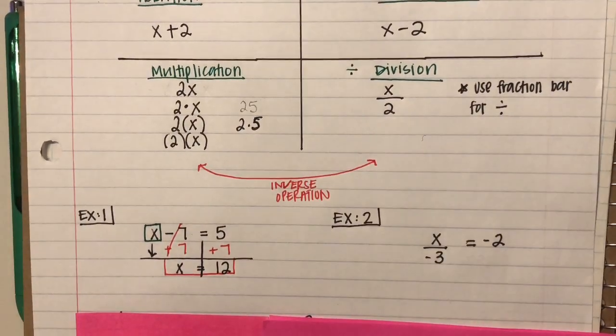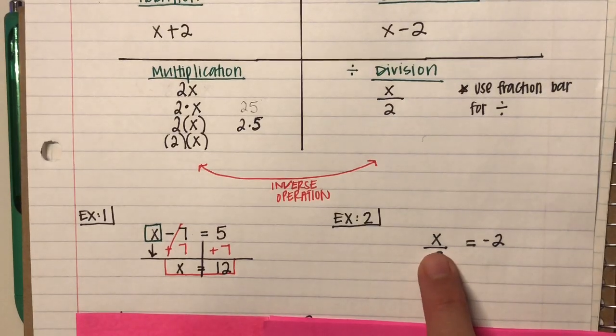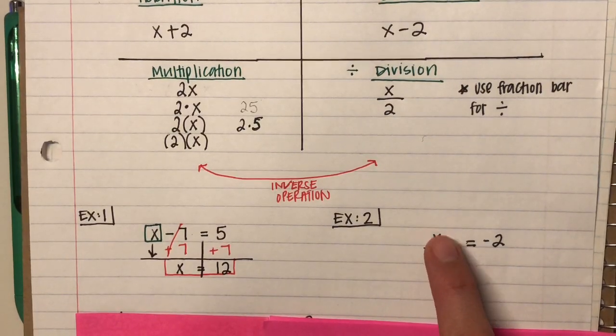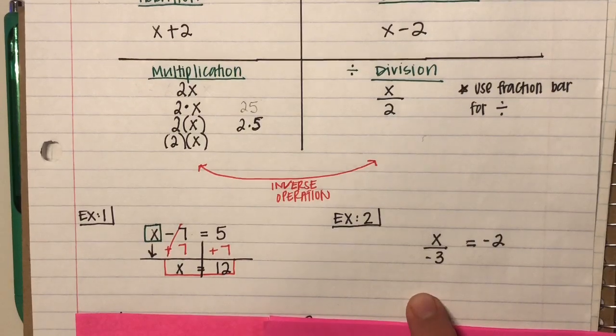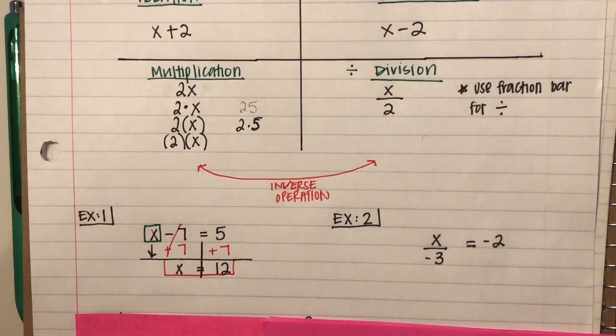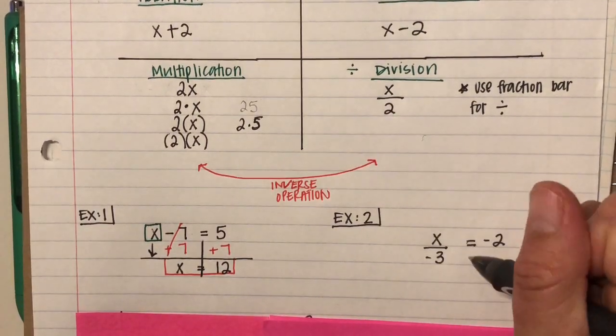Okay, example 2. X, and we have that fraction bar, so that means division. So x divided by negative 3 equals negative 2. So I'm going to draw my line.